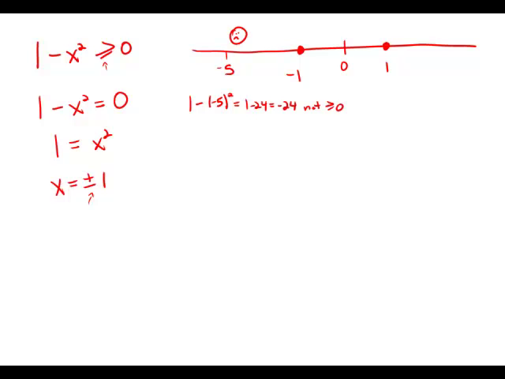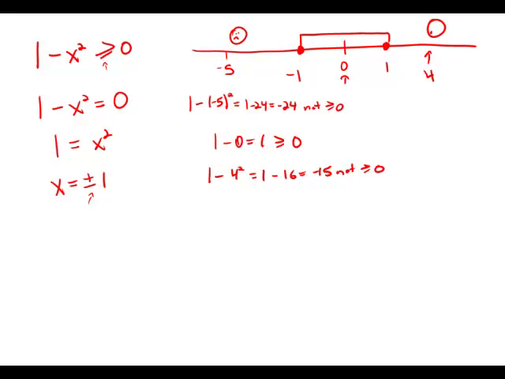Now if I try a value in the middle, so suppose I try 0. Well, 1 minus 0, of course, is 1, and that is greater than or equal to 0. So this region here works. Then if I try a number in this region, say 4, 1 minus 4 squared, 1 minus 16 is -15. That is not greater than or equal to 0. So this region doesn't work.